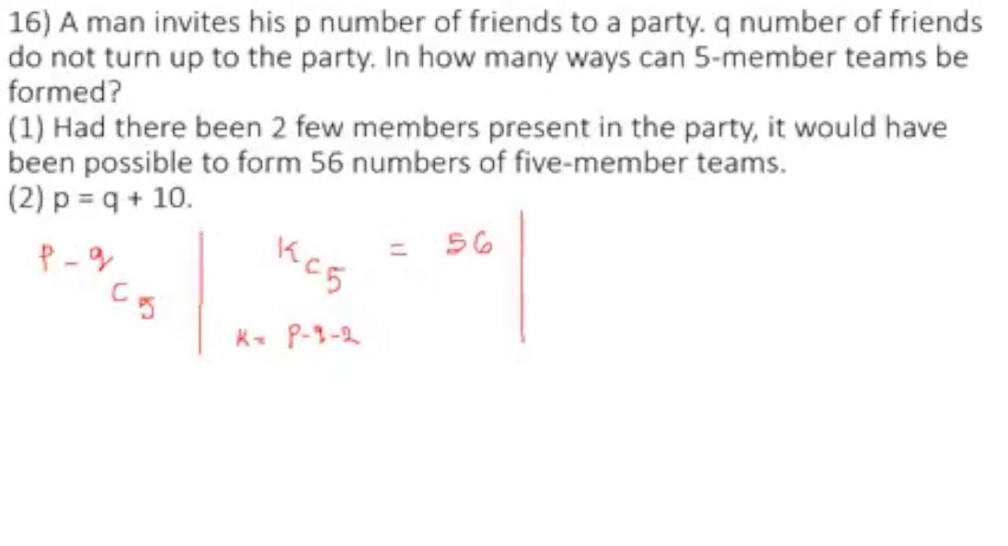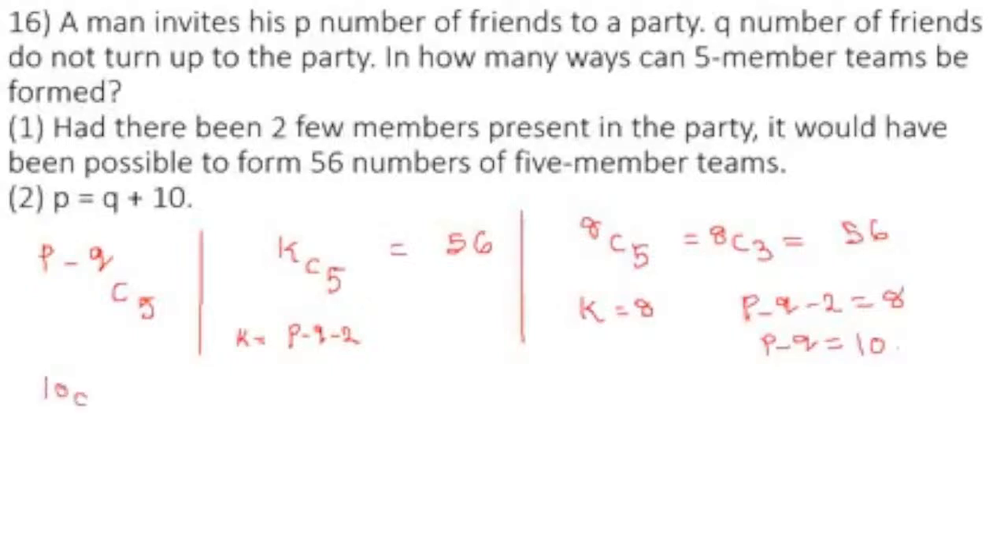When will KC5 be 56? The possibility should be only 8C5. 8C5 is nothing but 8C3, which is equal to 56. So K is 8 here. When K is 8, P minus Q minus 2 is 8, so P minus Q is 10. So P minus Q is 10 means 10C5 teams are possible here. This is what I can conclude from statement 1.